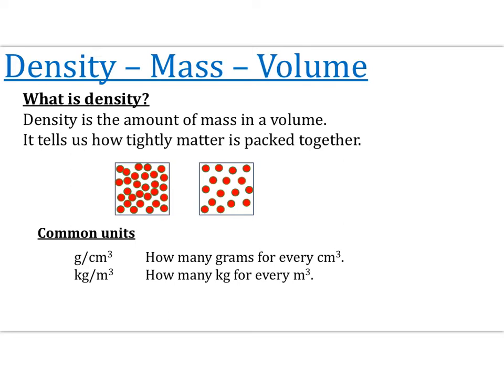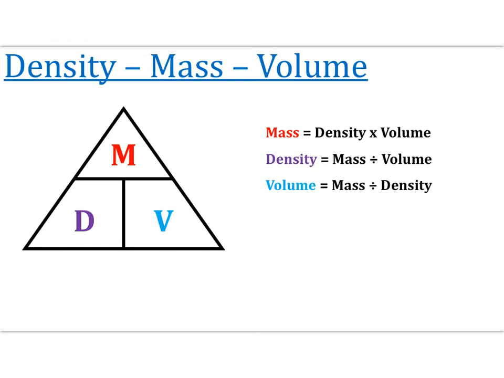All right, let's try out some questions. Hopefully you know about the density, mass, volume triangle. If you don't, here it is. I've tried to color code it to make it look all pretty. Mass is density times volume, density is mass divided by volume, and volume is mass divided by density. You can go ahead and write that down if you would like. If you don't want to, you can keep referring back to this part of the video. All right, let's try some questions.